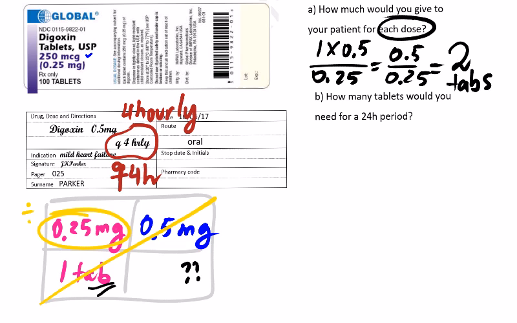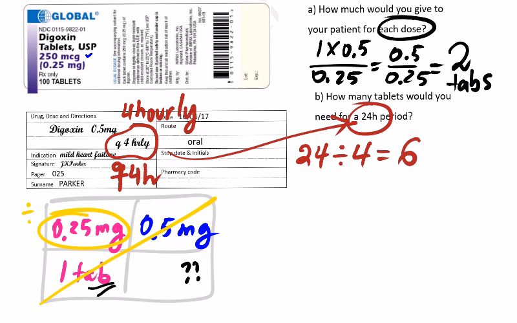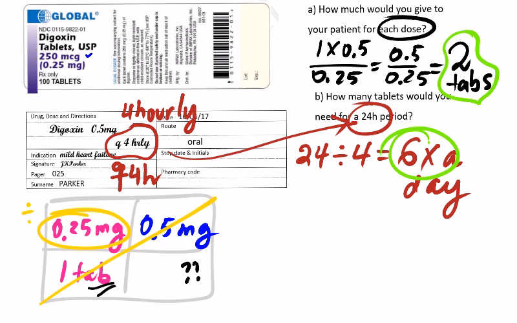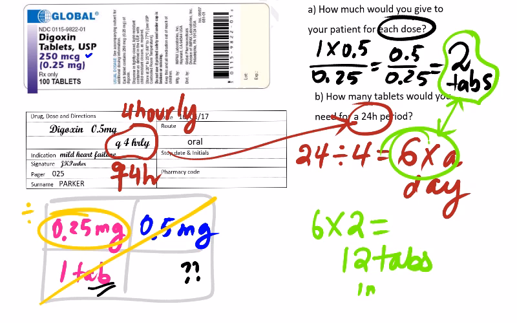So what we need to discover is how many lots of 4 hours there are in 24 hours. You probably do that in your head, but what you are actually doing is dividing the 24-hour period into lots of 4s, which gives you 6. And that 6 means 6 times a day, or 6 doses in 24 hours. So what do we need to do then? Well, if we know it's 2 tablets per dose, but we need to give it 6 times in 24 hours, all we need to do is multiply 6 by 2 and get 12 tablets in 24 hours.